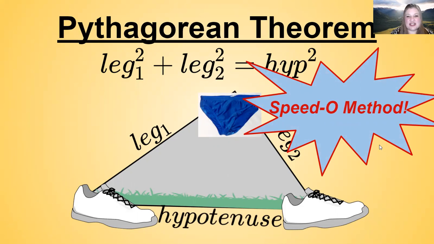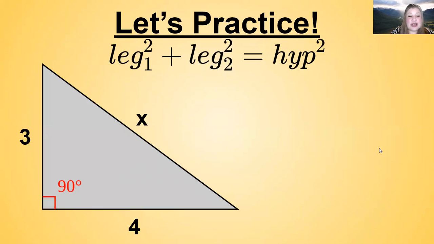It's silly, it's fun, it's crazy, but I guarantee that kids will remember it. So how will we apply this? Well, let's see. We have a right triangle here, and we have 3, 4, and x. We need to plug it into our leg squared plus leg squared equals hypotenuse squared, so we have to determine what the legs are.